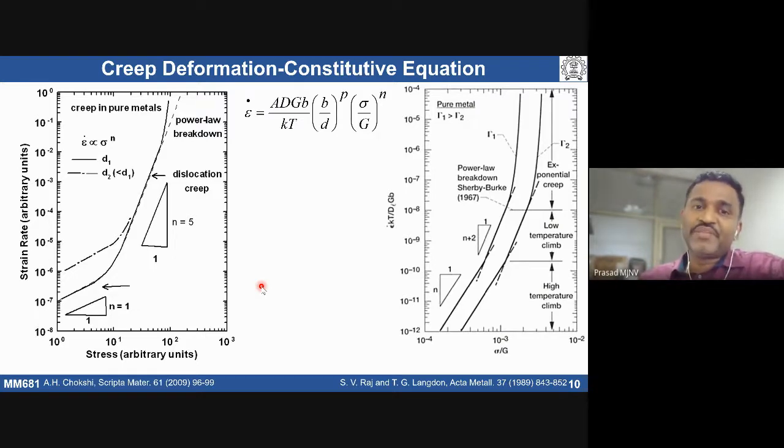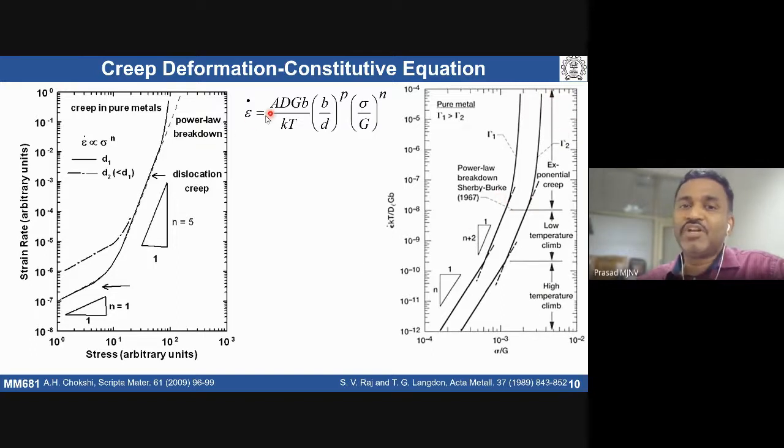So, for example, within dislocation creep we have low temperature climb and high temperature climb. Depending on temperature, the transition takes place: below the transition temperature, that means low temperature, we talk about low temperature climb. At high temperature, we talk about high temperature climb. There is a limit: above some stress we see a breakdown, called power law breakdown.